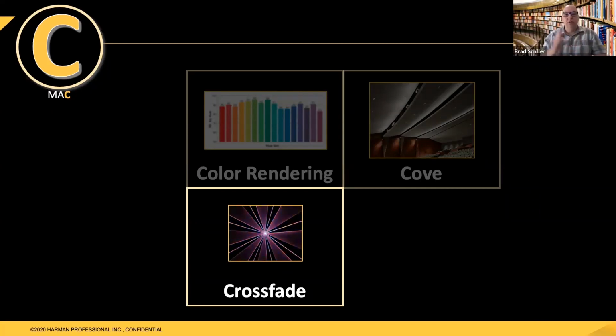It's crossing from 0 to 100. You could do that on any parameter for the most part, depending on your fixture. It could be color crossfades, as you see in the image here. It could be crossfading shutters from one angle to another. It could be many different things. But crossfade is a key element that we use when altering lighting parameters.